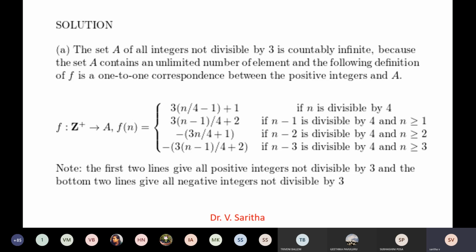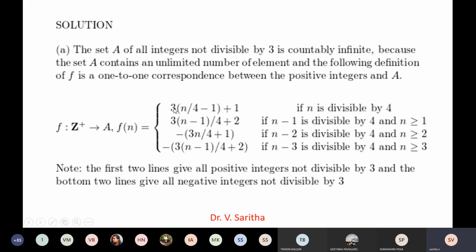Suppose you take n as 9. What is happening? 9 minus 1, that is 8, is divisible by 4, right? So n is 9, 9 minus 1 is 8, divided by 4 is 2. 2 into 3 is 6, plus 2, it will be mapped to 8. 8 is mapped to 8. Like this, we are defining different kinds of functions.